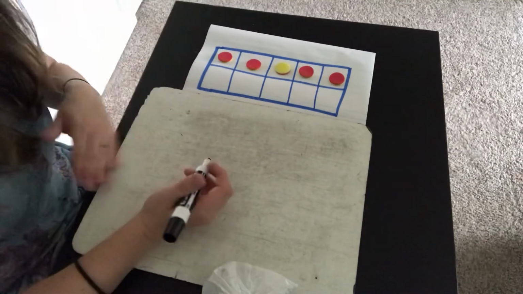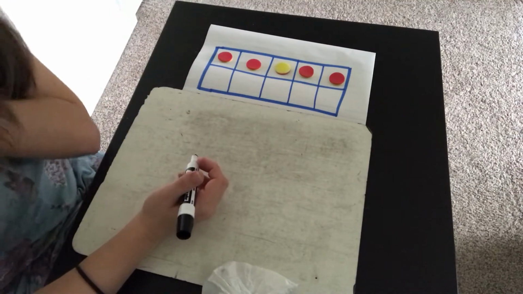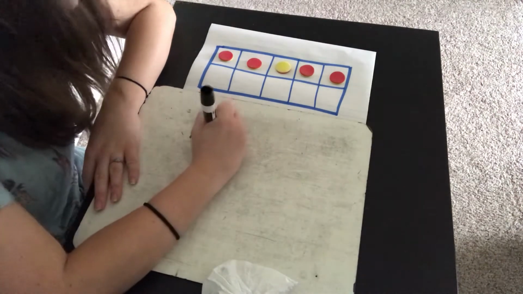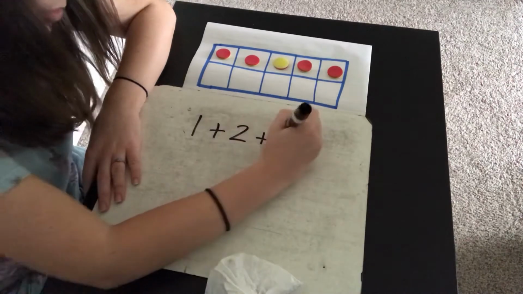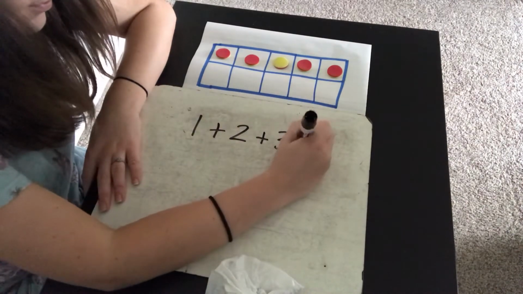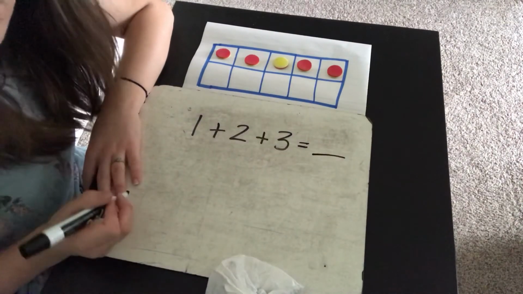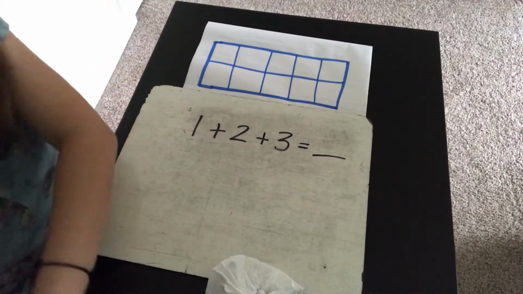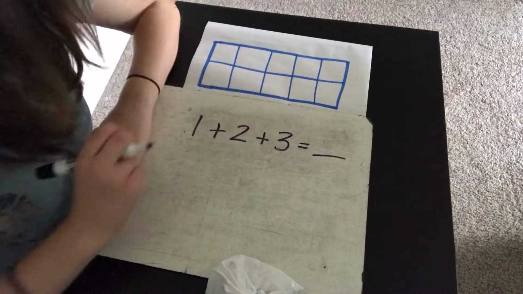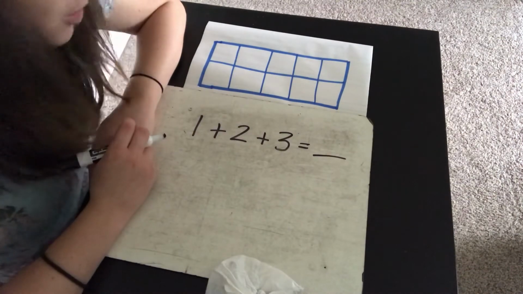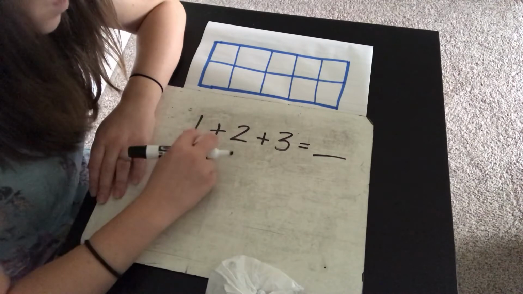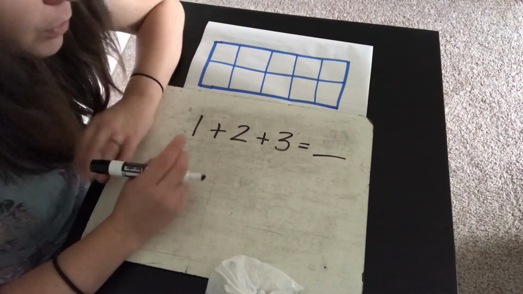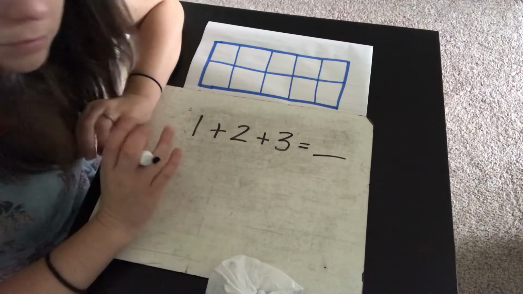Let's try another one with multiple terms or multiple add-ins. Let's do, how about 1 plus 2 plus 3? Alright, so let's not build it on the 10 frame first this time. Let's try to solve it this way and then we can build it on the 10 frame to check our work. Okay, looking at 1 plus 2 plus 3, do you see any numbers that go together where you would already know the answer to them?